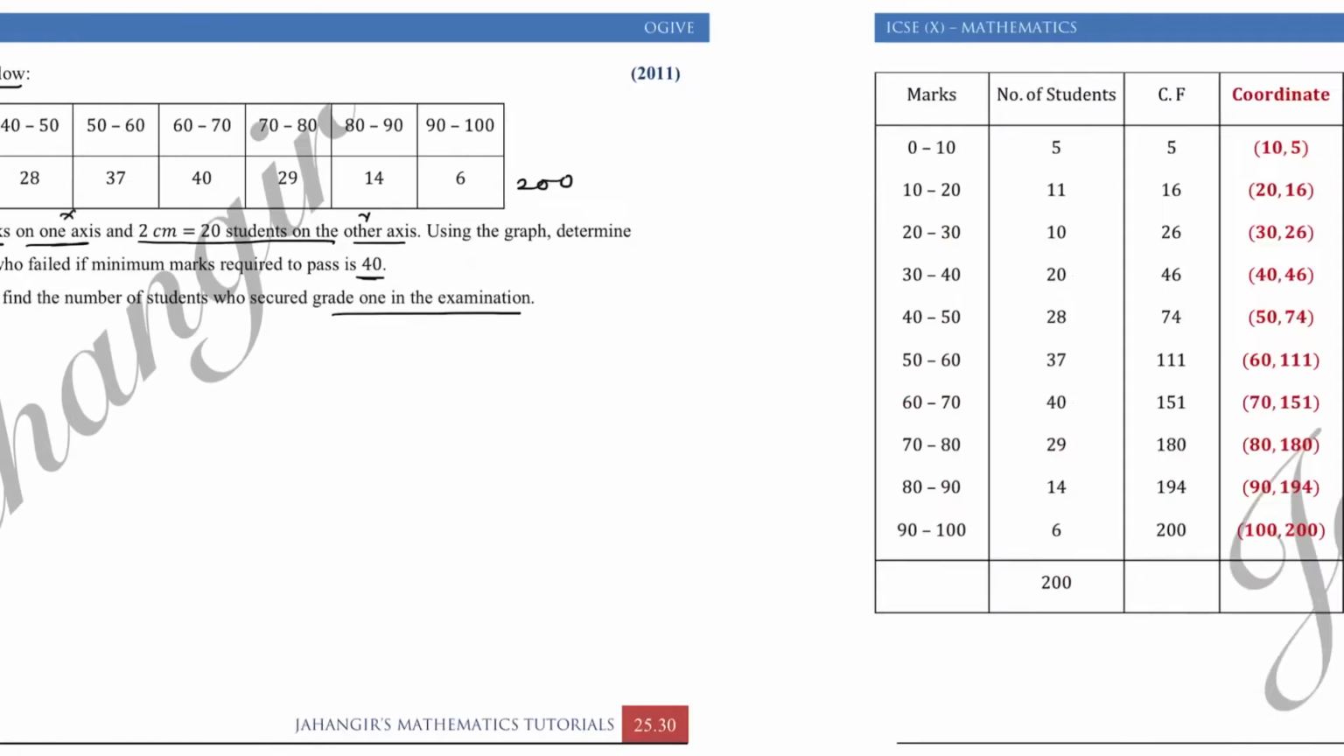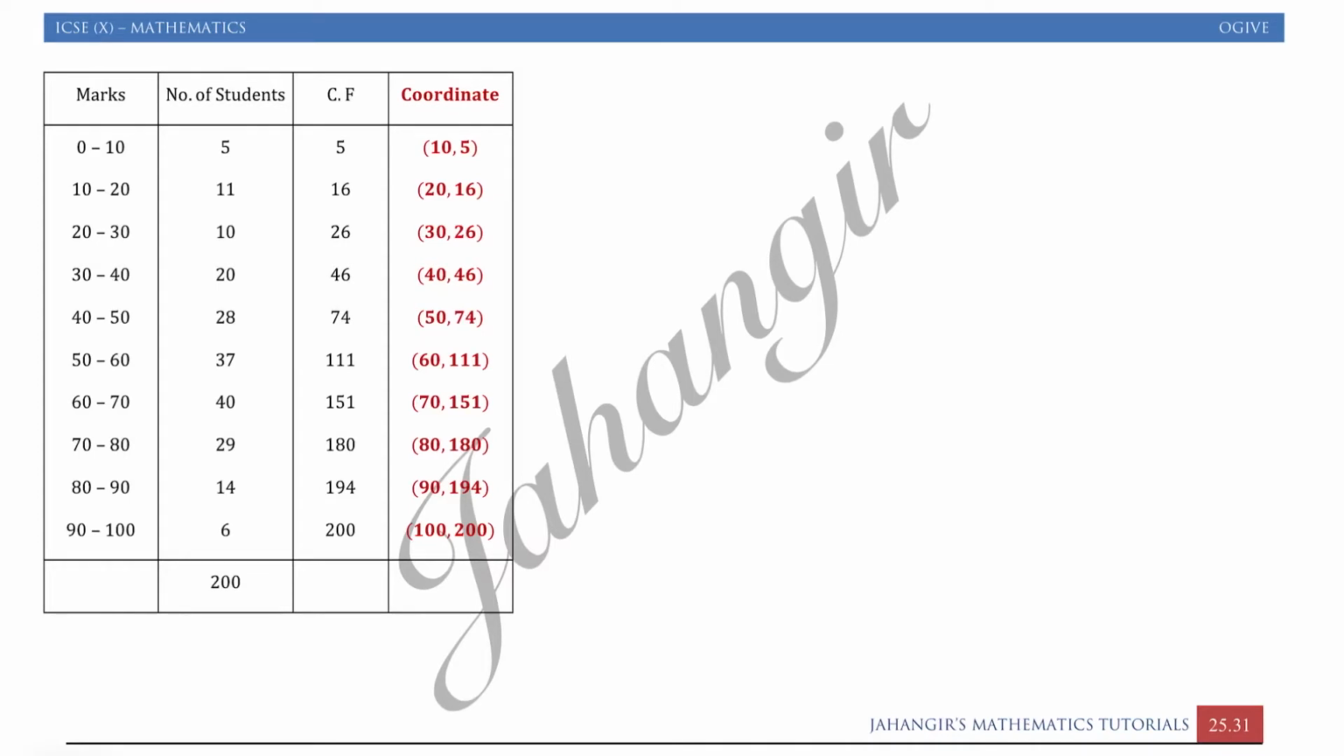First we will start with making the table. Table making is simple: class interval, frequency, find CF and find the coordinate table. In the coordinate table, as I have repeated many times, the x coordinate is always the upper limit and the y coordinate is CF. So we have to just plot it on the graph paper.